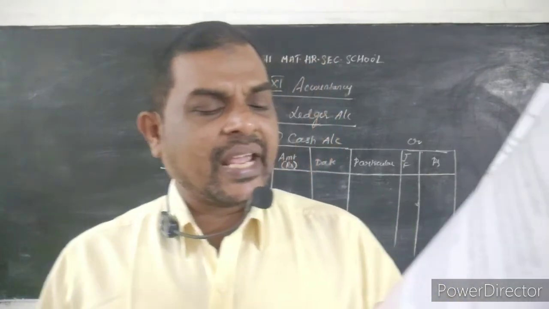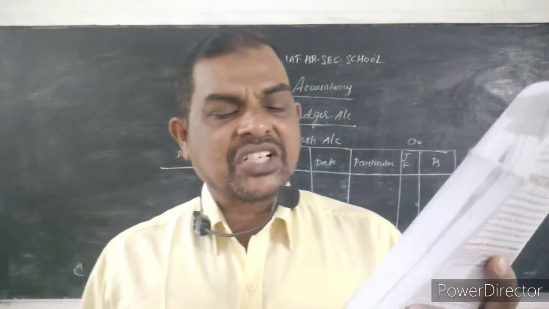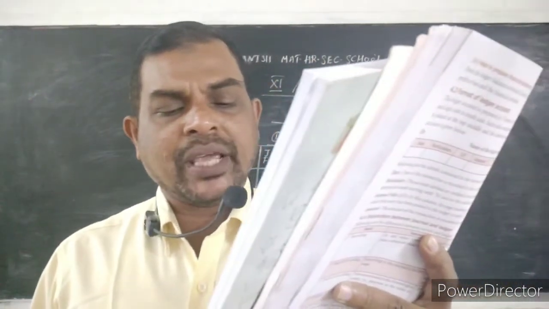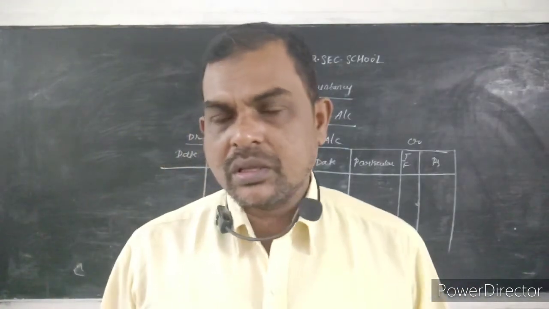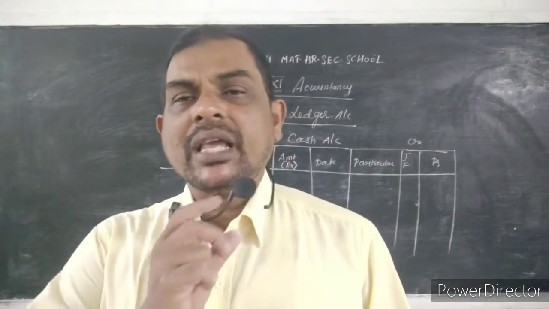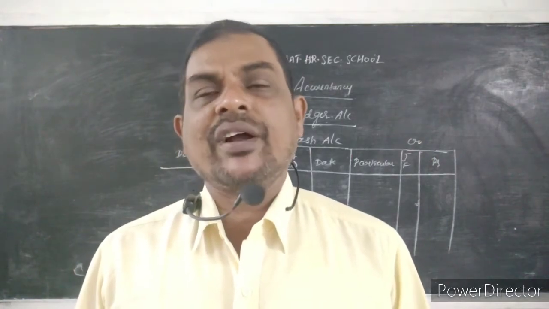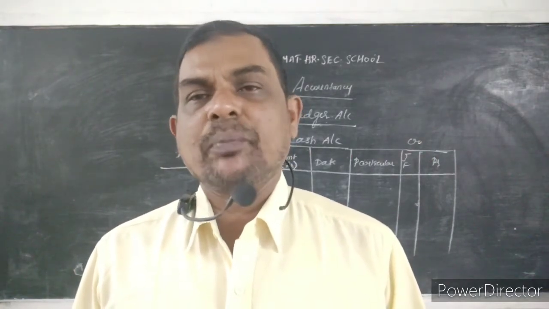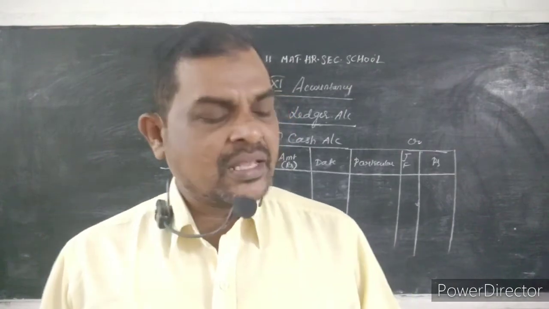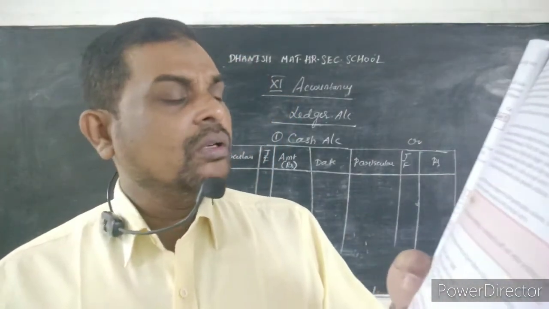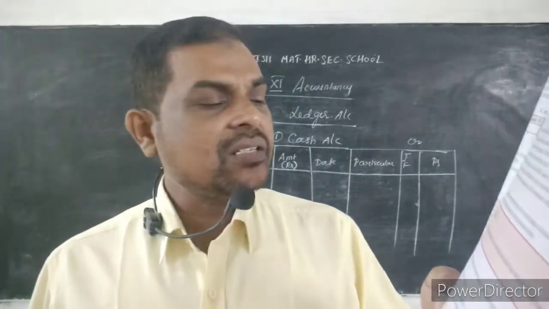Pass journal entries for the following transactions and post them into the ledger account. It means based on the journal entry only we are going to prepare the ledger account. So first, what we have to do? We have to pass the journal entries. Listen carefully. I'll read the transactions first.